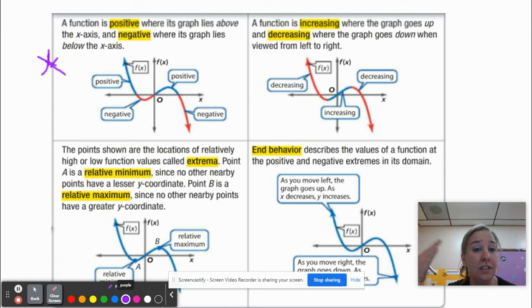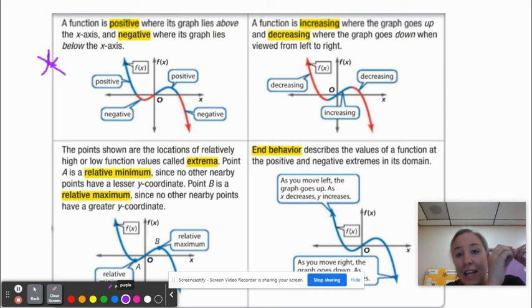So a function is considered positive in all the places where it's above the x-axis and negative when it lies below, which makes sense because all the y values underneath are negative, all the y values on the top are positive. So that's pretty straightforward.